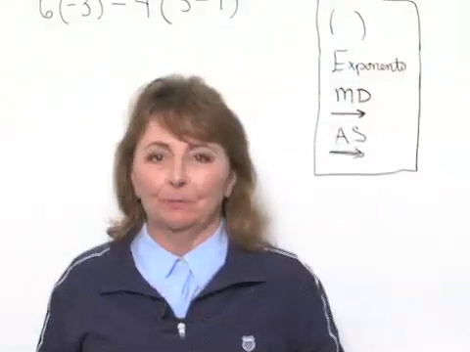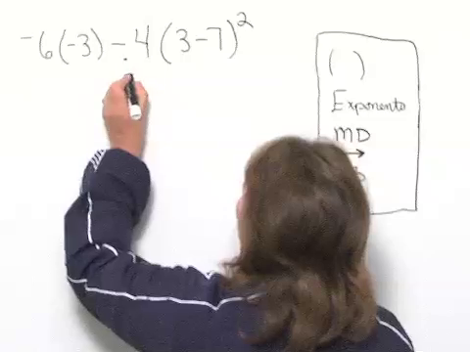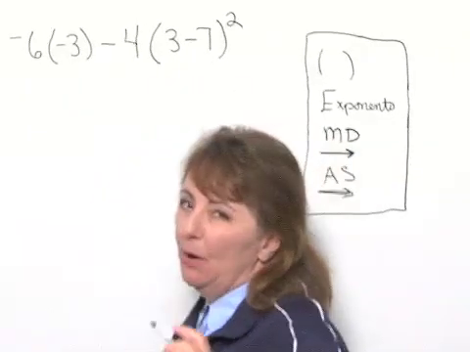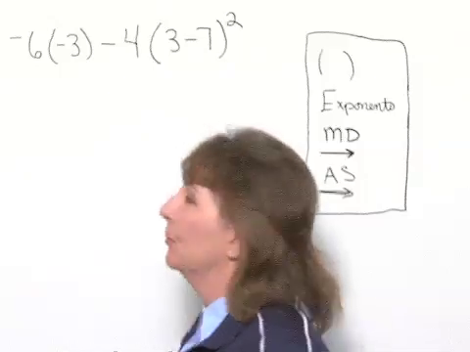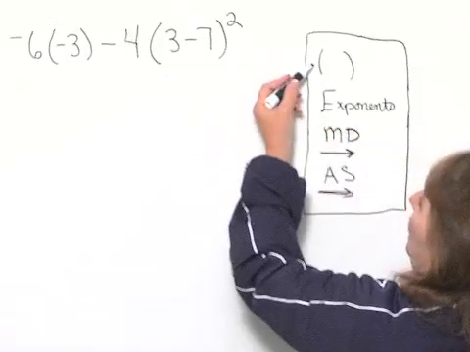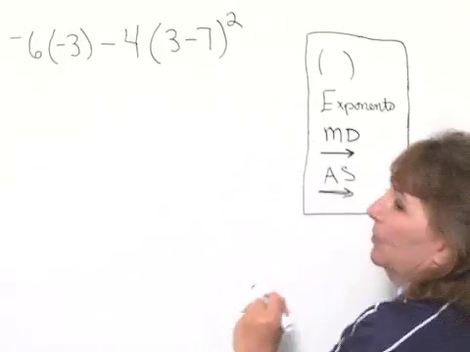Now let's work a problem. We have -6 times -3, subtract 4 times the quantity 3 minus 7 squared. I always find it helpful to write down the rules for order of operations. You don't have to write out the words. You can just write down parentheses, exponents, MD. What do I mean by MD in the arrow to the right?